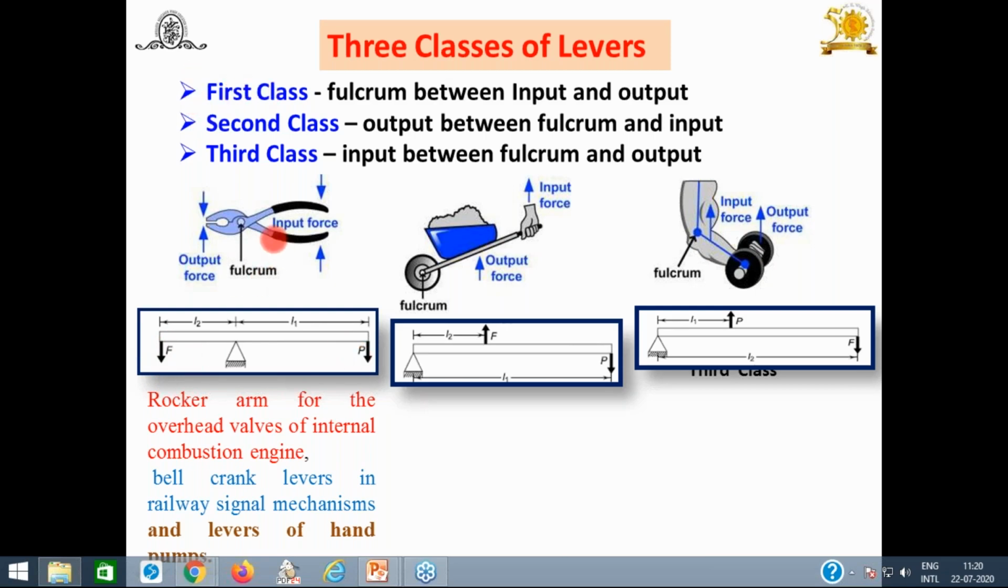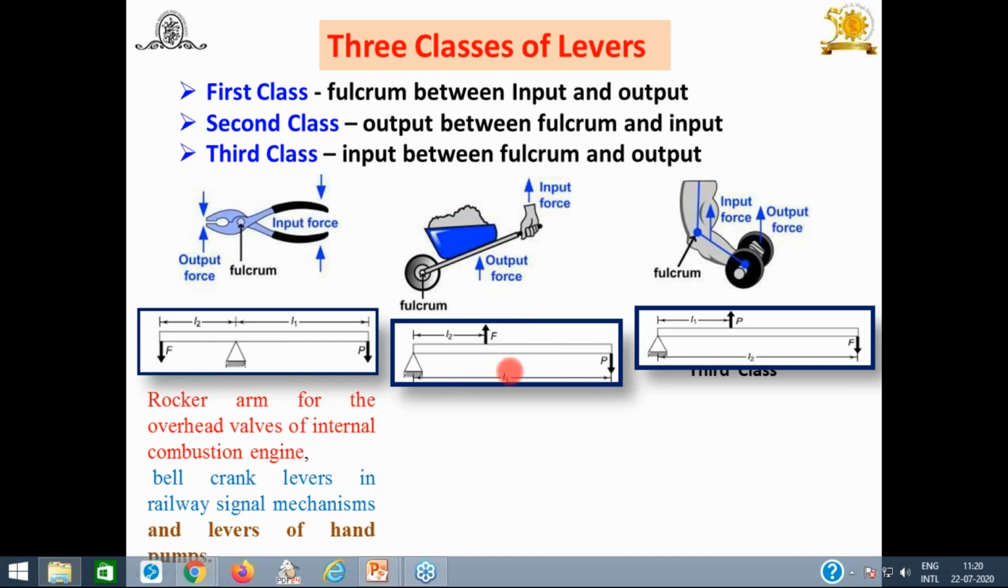Such a first type you will find in pliers or scissors and many applications. Output you will get here. Then the second one is the input force and the fulcrum here. Another application in mechanical engineering is the rocker arm of overhead valves of an IC engine. Then bell crank levers in railway signal mechanisms and hand pumps are examples of this first class lever, where the pivot is in the middle, in between the input and the output.